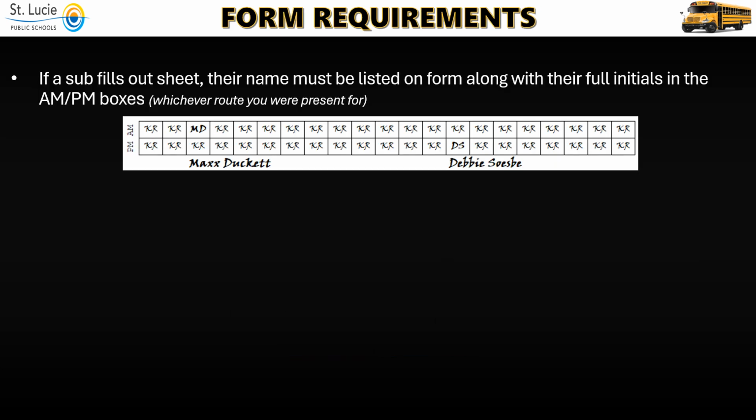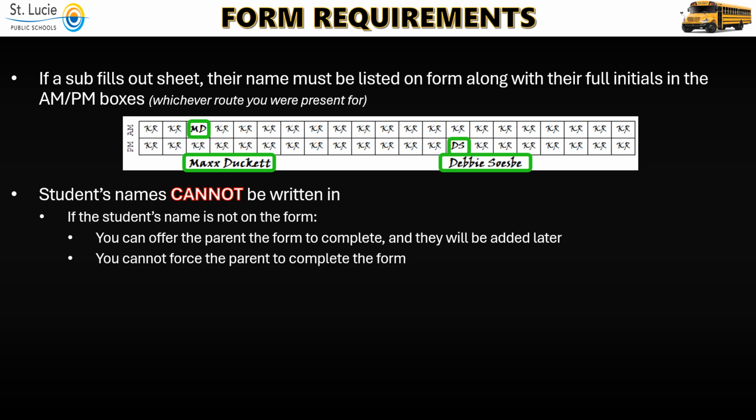Now let's review some other form requirements. If a substitute fills out the sheet, their name must be listed on the form along with their full initials in the AM or PM boxes, whichever route you were present for. Students' names cannot be written in. If the student's name is not on the form, you can offer the parent a form to complete and they will be added later. Please remember, you cannot force the parent to complete a form. It is voluntary.